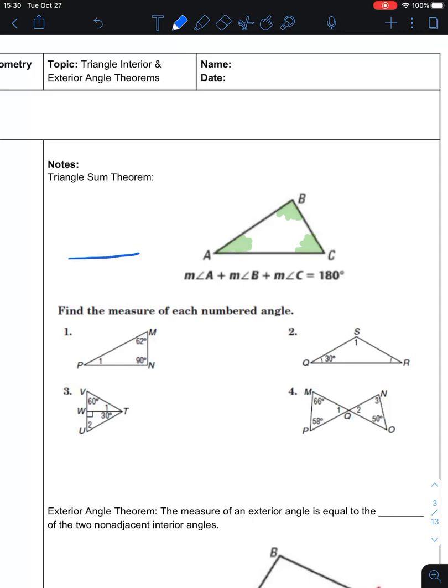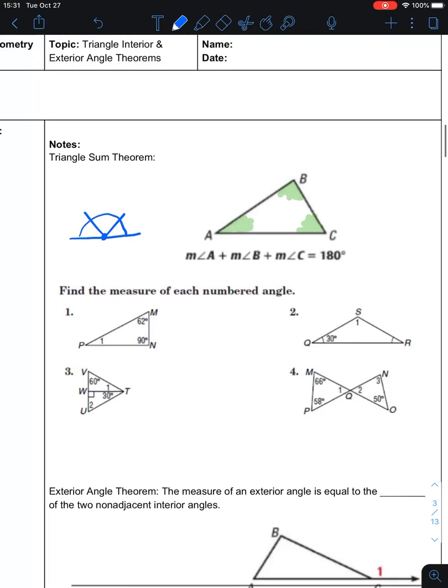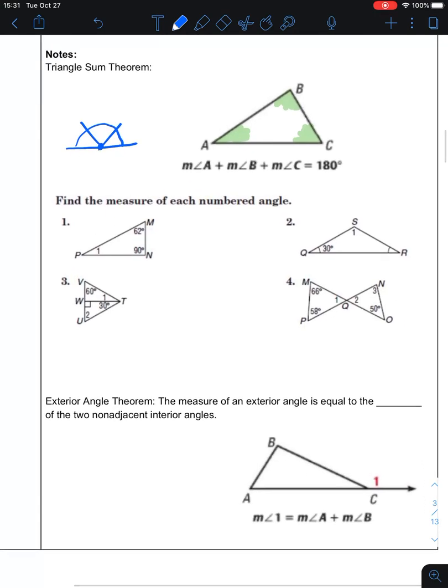If you can imagine that this was a piece of paper and you tore off those green corners and you put them in a line like this where you put all your vertices there, they would form this straight angle, which is 180 degrees, which is why the angles of a triangle add up to 180 degrees. So let's use this fact to find the measure of each numbered angle.